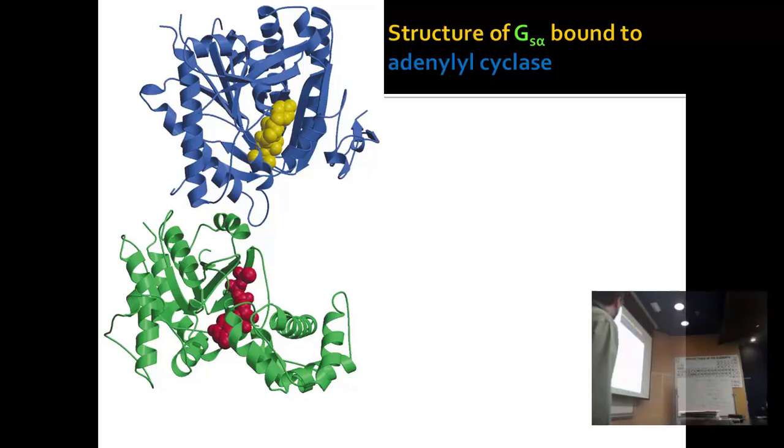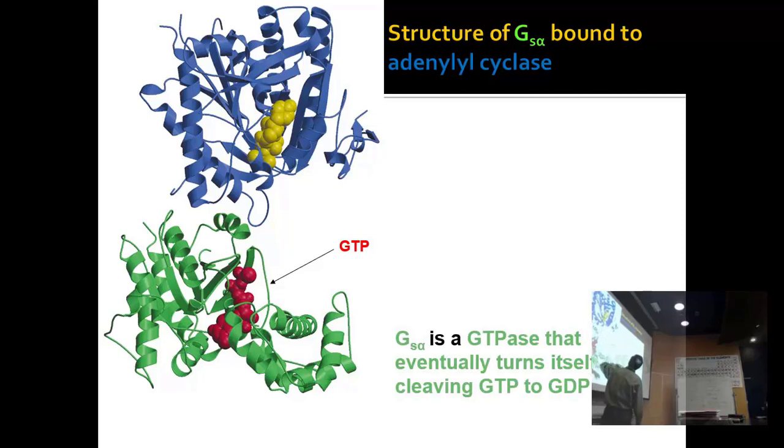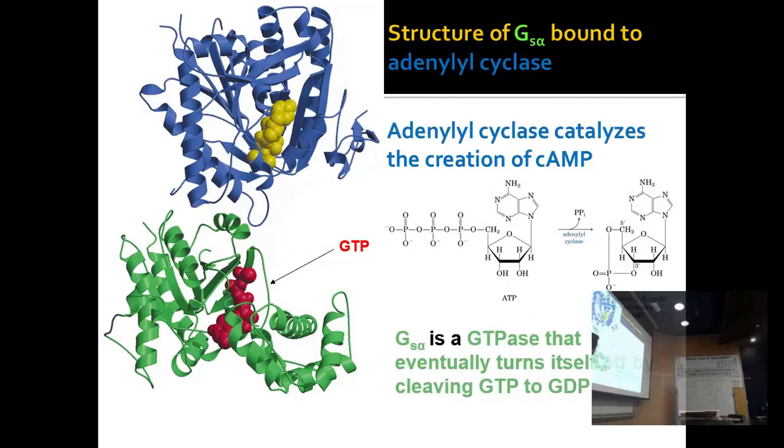Here we have the green protein binding the blue protein. Remember, we have red protein, green protein binding the blue protein right here. This is the adenylyl cyclase, which makes the cAMP. If you look at this, you can see the GTP, which is in red. Up there, the ATP is in yellow. And so Gs alpha is actually a GTPase. This is the active conformation, which will bind the AC, but it will eventually chop itself off and fall off and go back to its home.